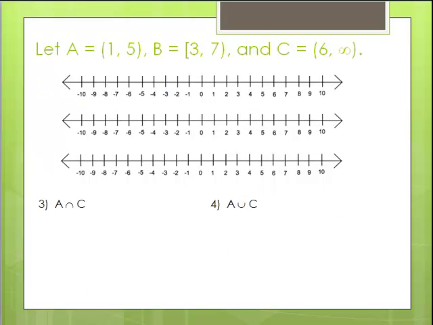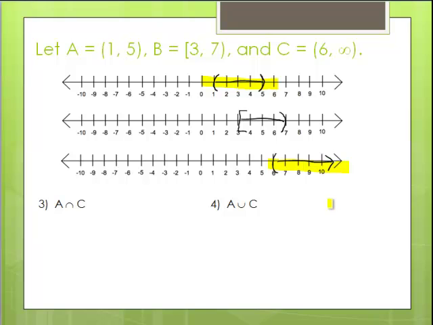So when we say we don't include it, we just put a parenthesis there. Okay, so here are those same intervals again. We have 1 to 5, we have 3 to 7, and 6 to infinity. What about the intersection of A and C?